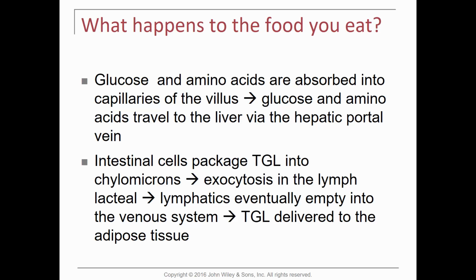They're packaged into a chylomicron. The chylomicron is exocytosed out of the cell, and because chylomicrons are so large, they cannot go into a capillary. They have to go into a lymph lacteal. So that fat travels around in the lymphatic system, and eventually the lymphatics empty from the thoracic duct into the venous system. They circulate throughout the venous system and eventually are going to make their way to the arterial system so that they can be delivered to adipose tissue.